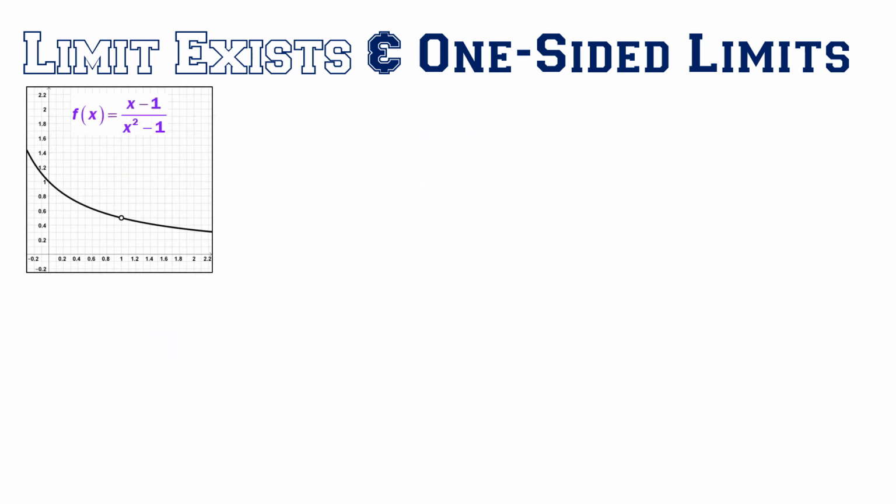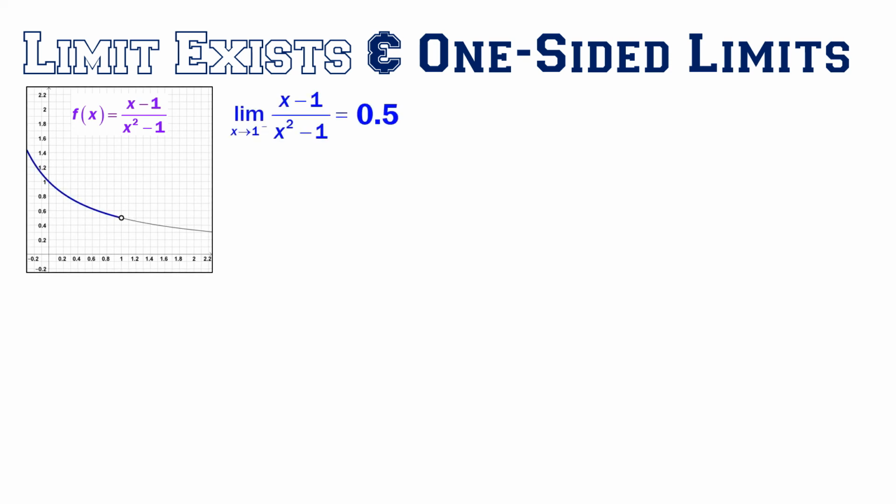Let's return to our 4 prior examples and look at the one-sided limits for each of them, and then determine if those one-sided limits equal each other, and then say if the limit exists or does not exist for each value of a. For instance, f of x equaling the fraction x minus 1 all over x squared minus 1.